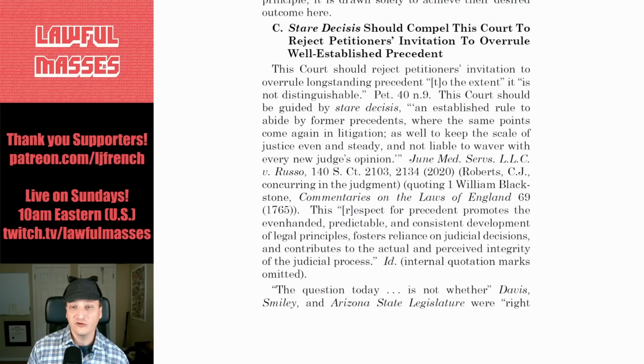Stare decisis should compel this court to reject petitioners' invitation to overrule well-established precedent. This court should reject petitioners' invitation to overrule long-standing precedent to the extent that it is not distinguishable. This court should be guided by stare decisis, an established rule to abide by former precedents, where the same points come again in litigation, as well to keep the scale of justice even and steady, and not liable to waver with every new judge's opinion.